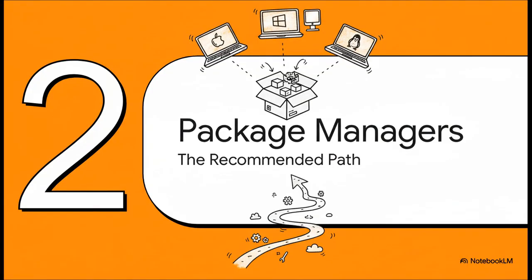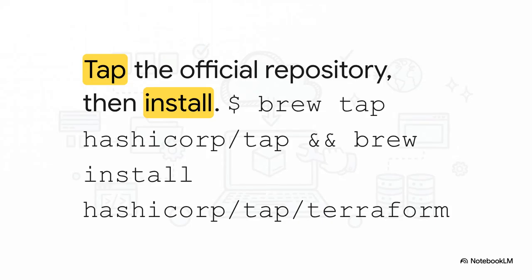So yeah, for most of you out there on macOS, Windows, or one of the big Linux distributions, using a package manager is absolutely the fastest and easiest way to get started. It just handles all the little details for you. If you're on a Mac and you've got Homebrew installed, it's honestly this simple. Just two little commands in your terminal and you are good to go. The first one basically tells Homebrew where to find HashiCorp's official software, and the second one, well, it installs it.